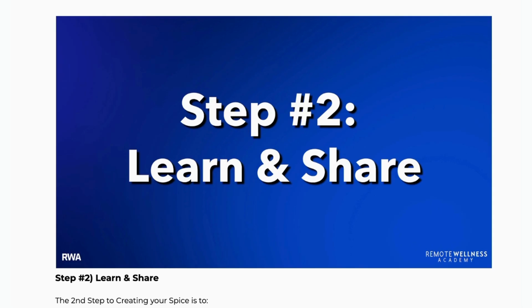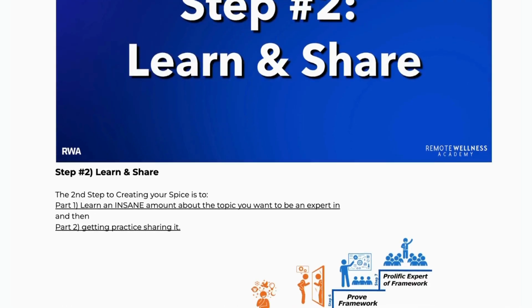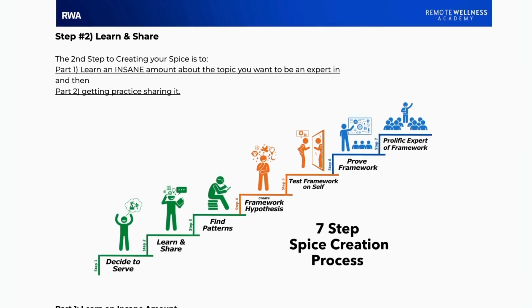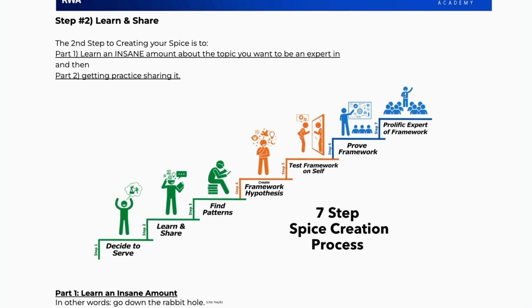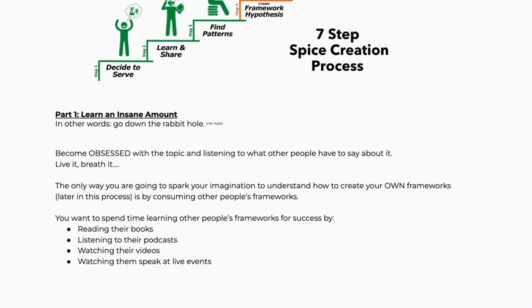All right, welcome to step number two of the 7-step process. Inside of this step, there are two parts. Part number one is all about learning an insane amount about the topic that you want to become an expert in. And then part number two is actually getting practice sharing it. So let's talk about part number one right now, which is all about learning an insane amount related to the topic that you want to become an expert in.